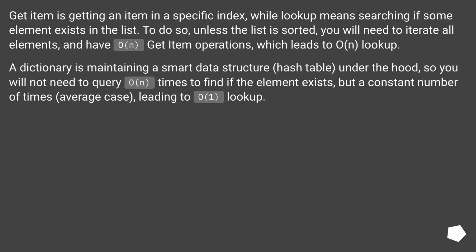GetItem is getting an item at a specific index, while lookup means searching if some element exists in the list. To do so, unless the list is sorted, you will need to iterate over all elements, and have O(n) GetItem operations, which leads to O(n) lookup. A dictionary is maintaining a smart data structure, a hash table, under the hood, so you will not need to query O(n) times to find if the element exists, but a constant number of times, average case, leading to O(1) lookup.